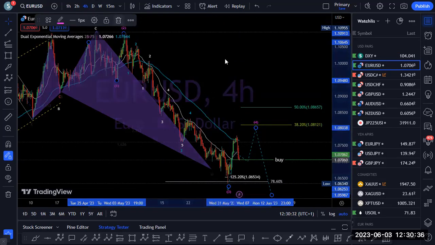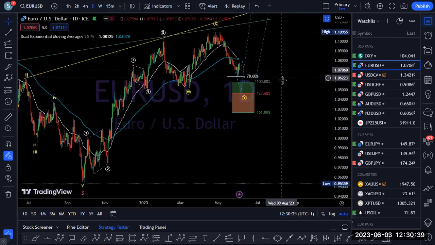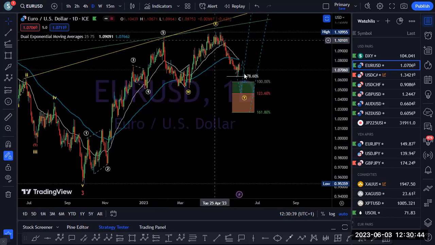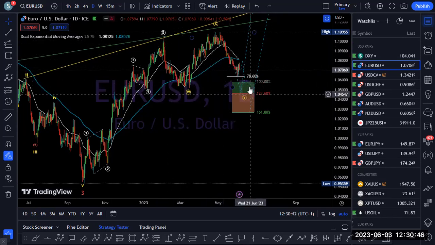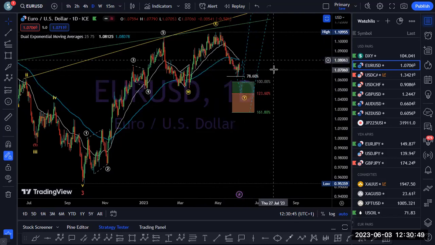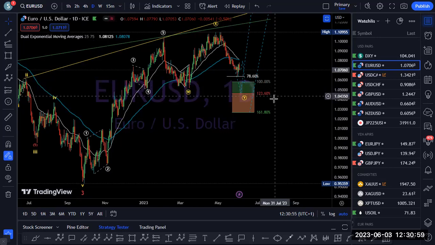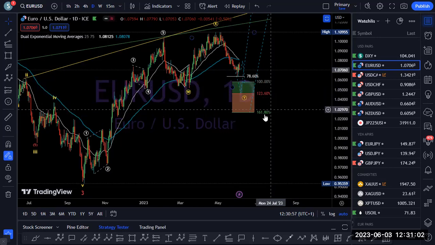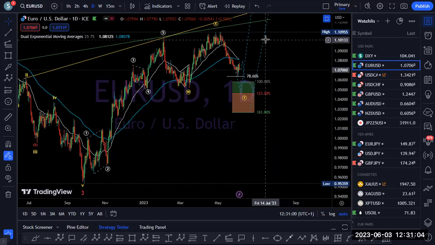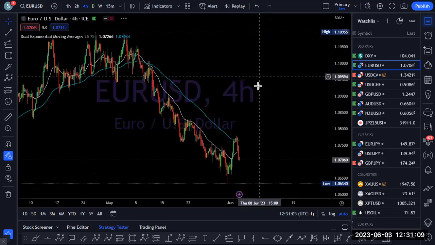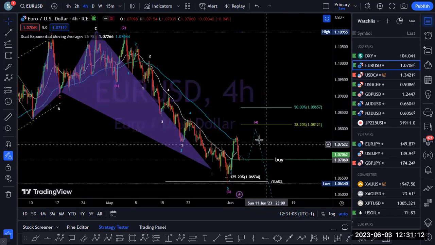Okay, so anything on daily? Like I said on daily, I'm expecting a kind of WXY, a kind of expanding flat before the buying continues. So I'm expecting it to go to 1.06, 1.05, 1.04, or even 1.02 before the buying starts. So for now, it is still dropping, but I'm expecting it to give me a bigger correction before the selling completes.